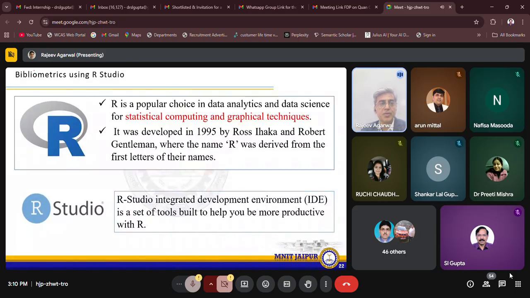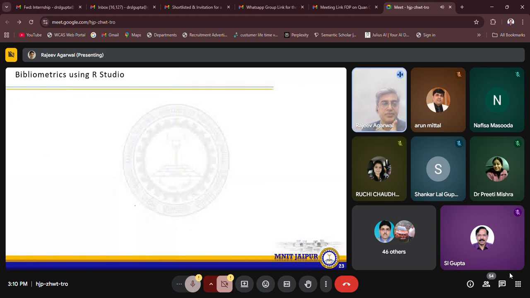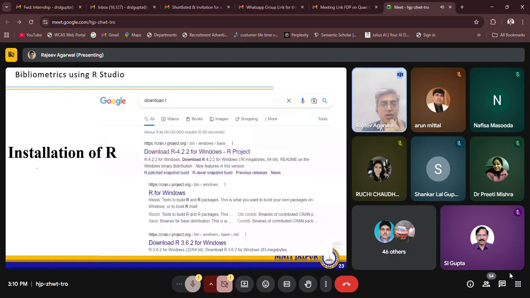Another is bibliometrix. You can use RStudio. There is a popular tool for data analytics, bibliometrix, by Massimo Aria and Corrado Cuccurullo. So there are two tools. One is RStudio. RStudio is basically an integrated development environment, so it is more productive with R. How can we install R? Simply download. It's a free version. I am going to give you a demonstration on the free version only.